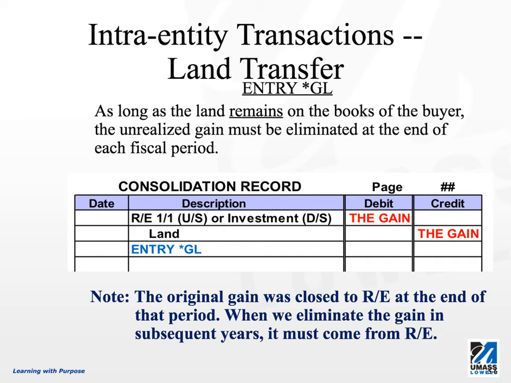The next year, which is the second year, you want to debit retained earnings 1/1 if it's upstream, or investment if it's downstream, for the whole gain we got from the first year. This entry is called Start GL. GL means gain of transfer of land, and star means the gain is unrealized from last period.